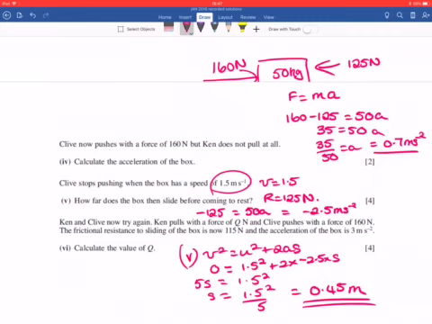Right, they now try again. Ken pulls with a force of Q newtons. Clive pushes with a force of 160. The frictional resistance to sliding of the box is now 115 newtons, and the acceleration is 3 metres per second squared. Calculate the value of Q.